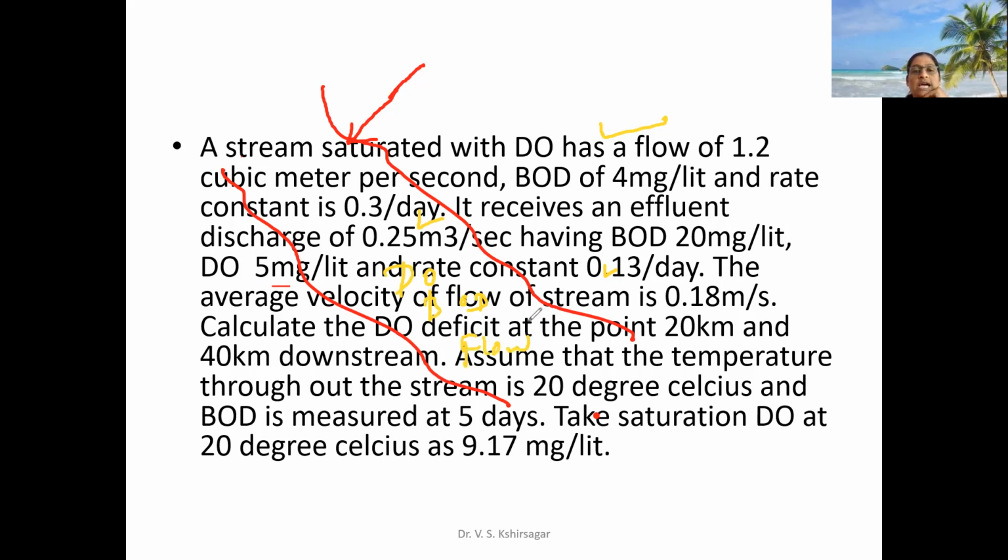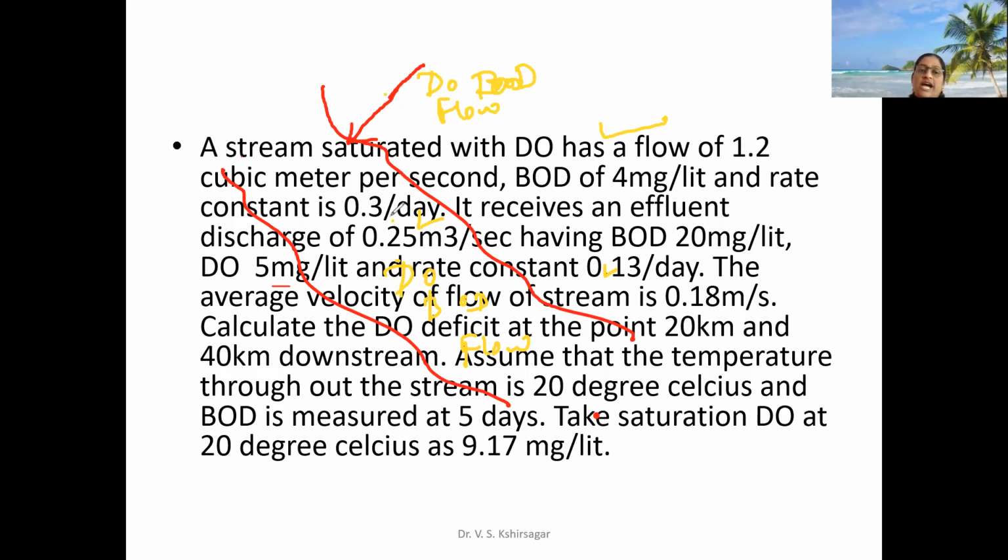and the same DO, BOD, and flow for the stream. And then one more factor is given to you: the rate constant of this and the rate constant of this. Is it given to you? The rate constants of both these streams are given to you. So what is that rate? My question to you all is, what is that rate constant? 0.13 and 0.3.